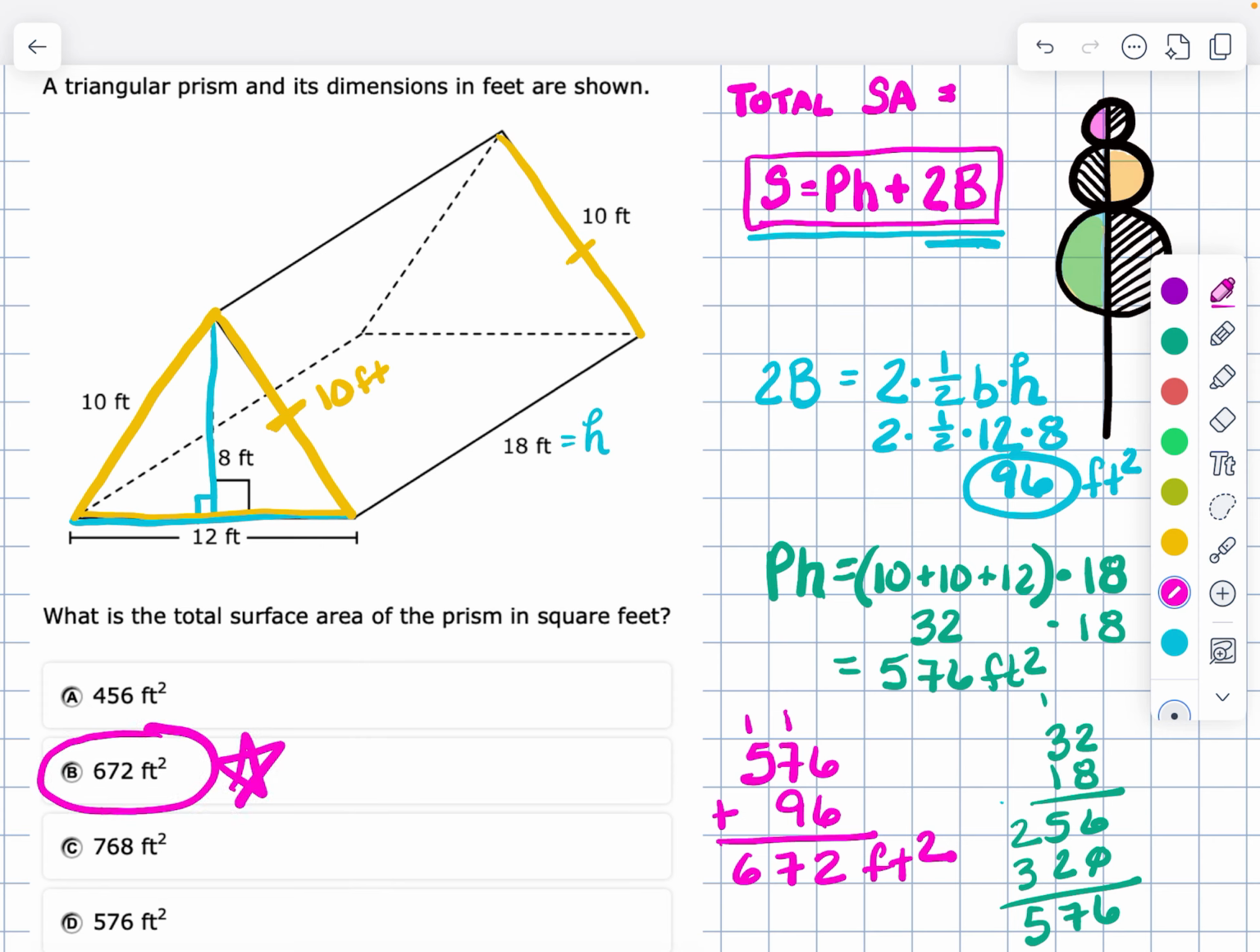All right, I hope this makes sense. I hope you have a better feel now for triangular prism, the perimeter, the base, the other base, and both of the heights.